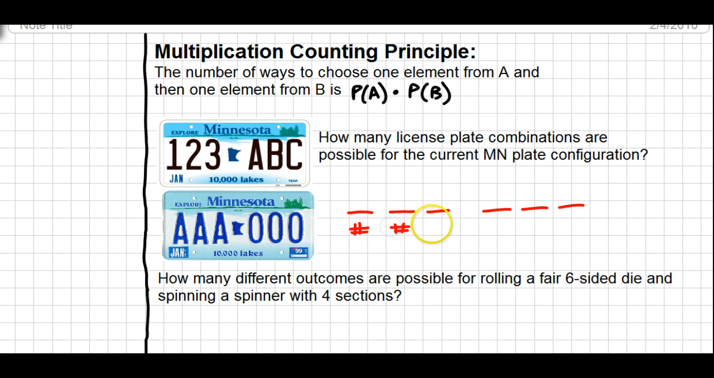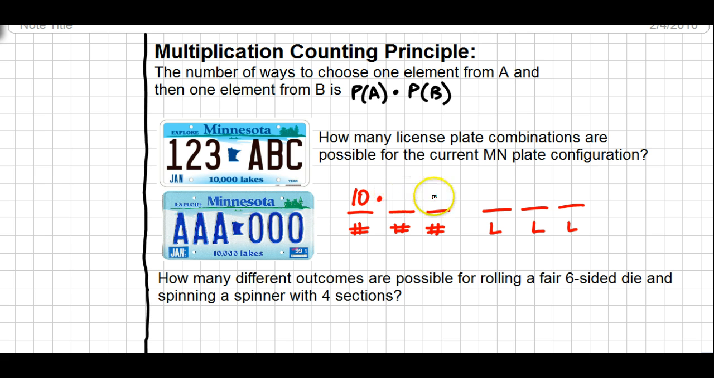And so when kids generate questions like this one, it's nice to have a visual reference of a bunch of blanks, and the blanks represent what we're going to be multiplying together. So in the first spot on your license plate, the first spot could be any of the digits from 0 through 9. That means there's 10 different numbers that I'm choosing from to go in that first position.